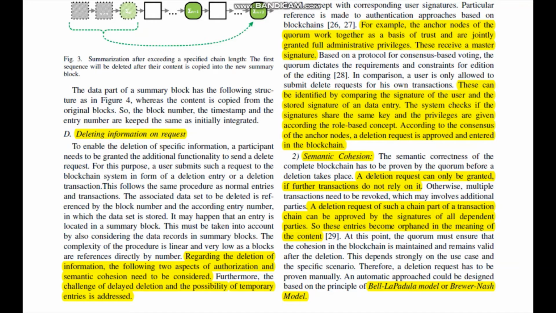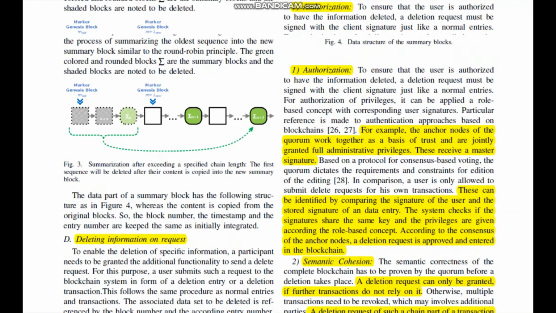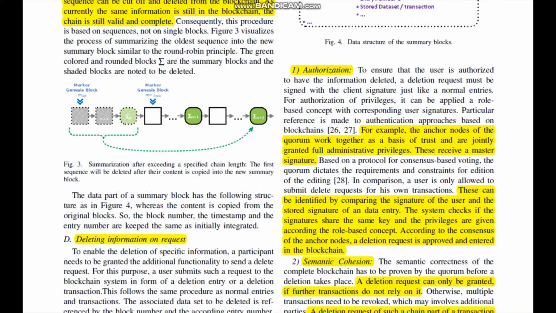And regarding the deletion of information, there are two aspects, authorization and semantic cohesion, that need to be considered, right? So let's see what kind of challenges we face, and how the challenge of delayed deletion and the possibility of temporary entries is addressed. The first thing is authorization. When we want to delete something on request, the first thing we need is authorization to delete from the blockchain, right?